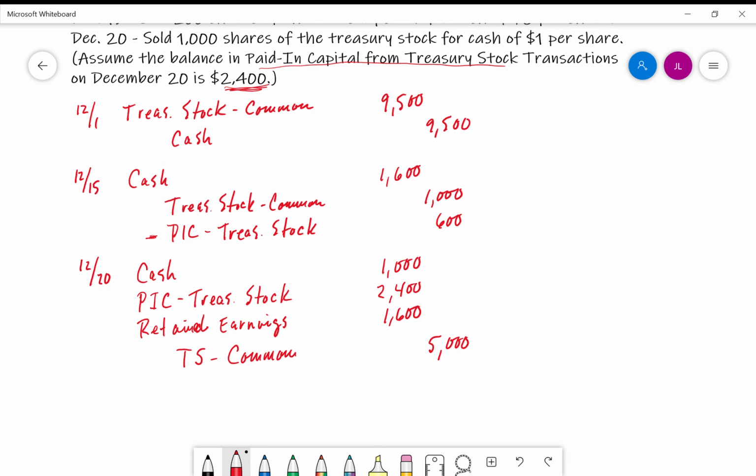So dealing with Treasury stock, I hope this exemplifies what we're doing here and how we journalize and denote these transactions. Again, practice your accounting.